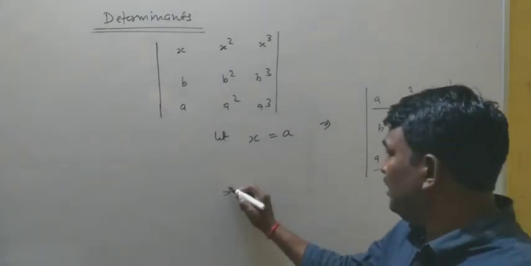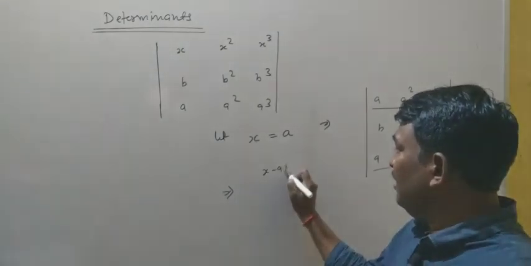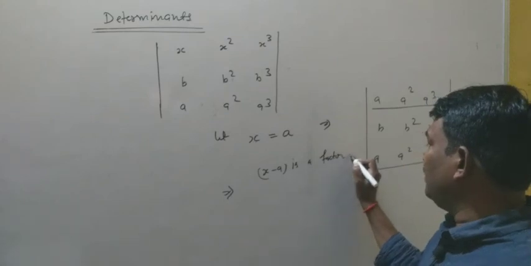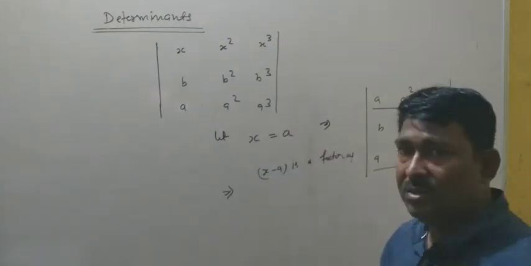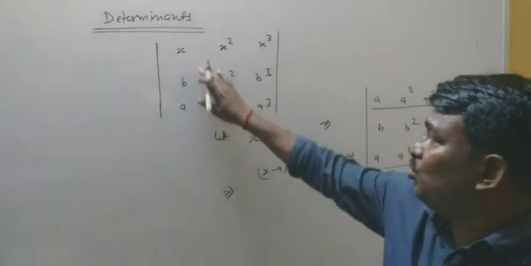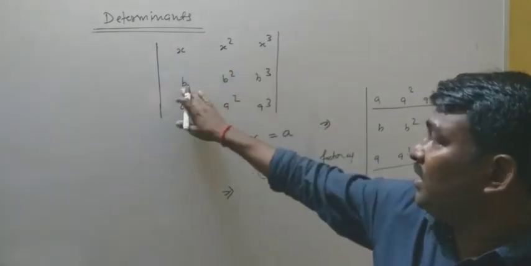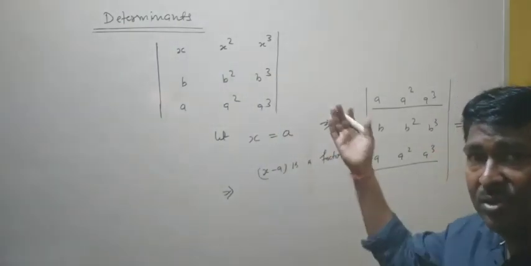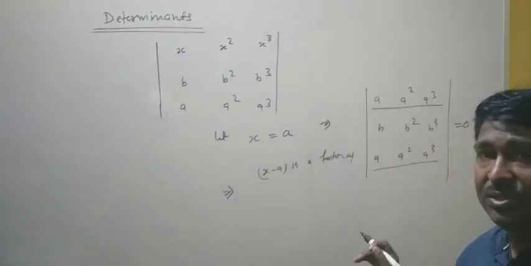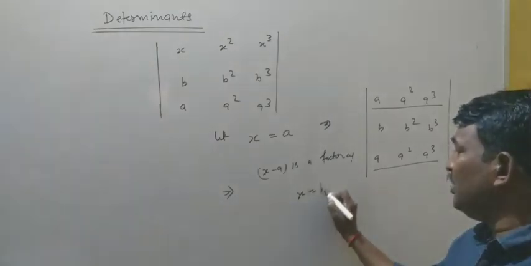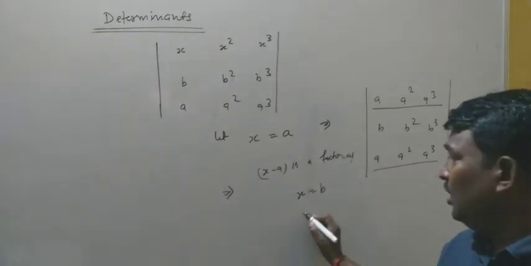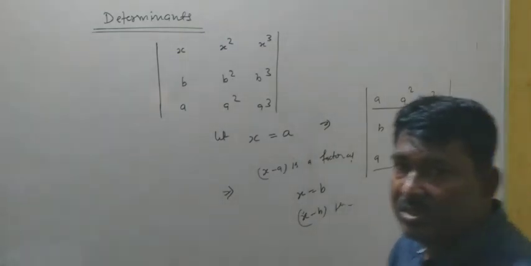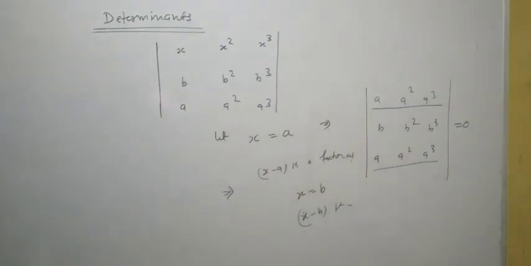It implies that x minus a is a factor of the above determinant. Similarly, if x is equal to b, then the first row will be identical with the second. Then again you will find the value of that determinant is equal to 0. Therefore, by putting x equal to b, again you will get 0, and hence x minus b will also be a factor. This is the factor theorem of determinants.